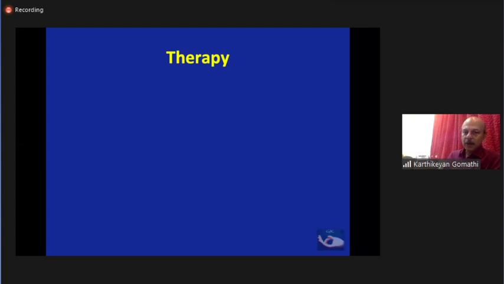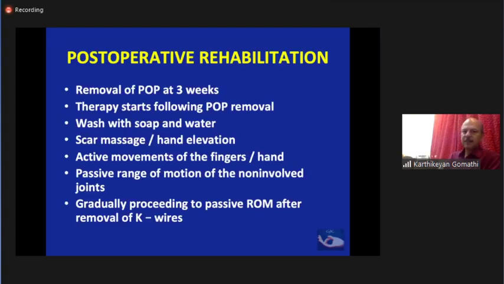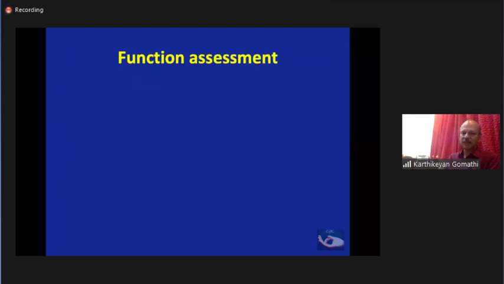Now we come to the important part, the function, the therapy. We remove the POP at 3 weeks. We start the therapy following POP removal. Wash with soap and water, scar massage, active mobilization is first started. Then we start the passive range of movements, then gradually proceed to resisted range after removal of the K wires.